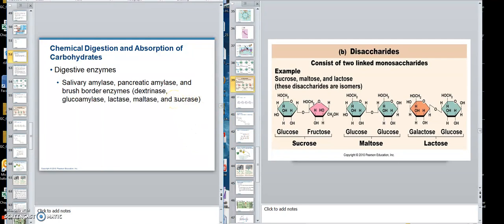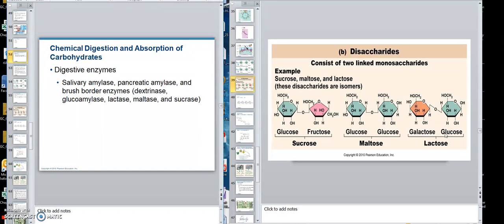Sucrase, these are brush border, so that's in the small intestine. Sucrase breaks down sucrose into glucose and fructose. That's sucrase, a brush border enzyme. Maltase breaks down maltose, and lactase breaks down lactose. Some people have lactose intolerance because they don't make enough of this enzyme. Therefore, the lactose wouldn't get broken down, and remember, you need a monomer, so it would go into the large intestine.